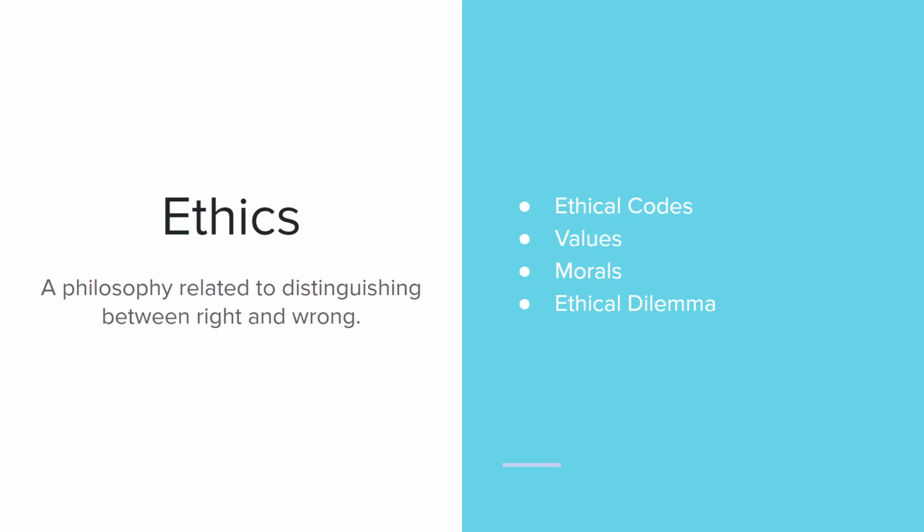It's a philosophy related to distinguishing between right and wrong. And there's a couple of parts inside that. There are values, which are the attitudes and beliefs that affect an individual's actions or decisions. And we have morals, which are an individual's beliefs and behavior of what is right. And then an ethical dilemma is when there's no obvious right choice.